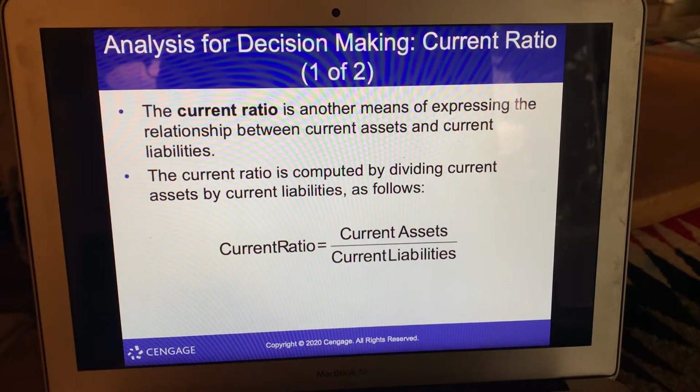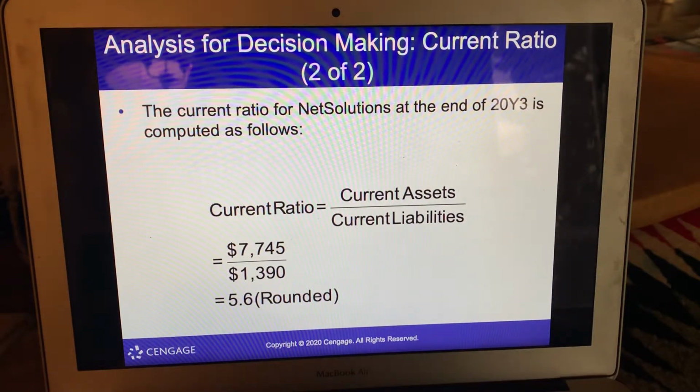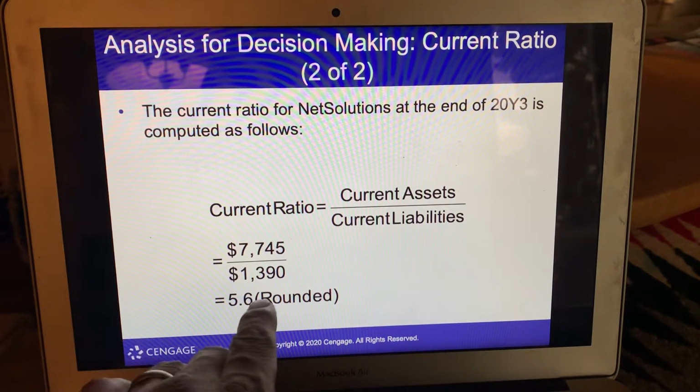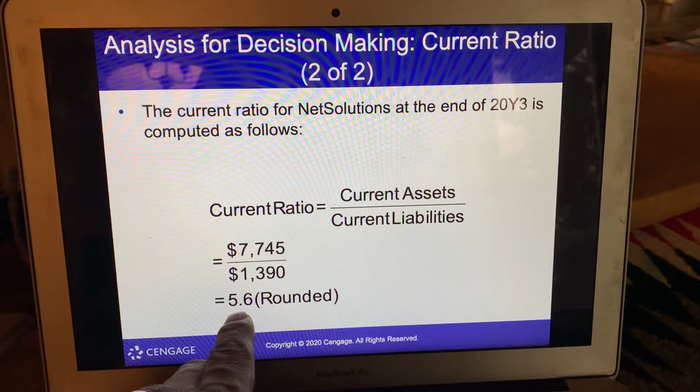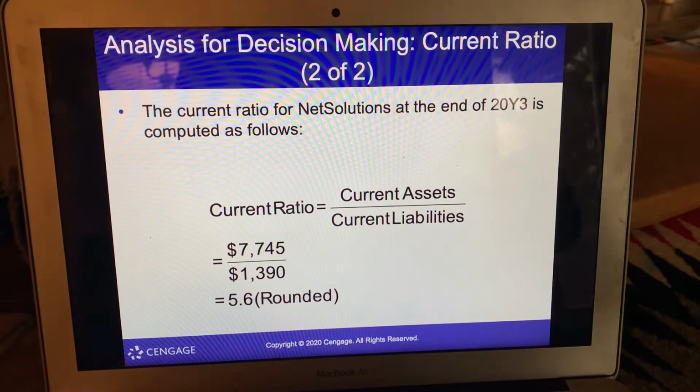So in this particular example it will be 7,745 divided by 1,390, so approximately 5.6. And just a little inside tip: NAPI's current ratio up at the farm, dock and saw up on the hill in Farmington, this number, their current assets over current liabilities, is 9. It usually hovers from 8 to 9. So it's a very strong company that's being run pretty well.